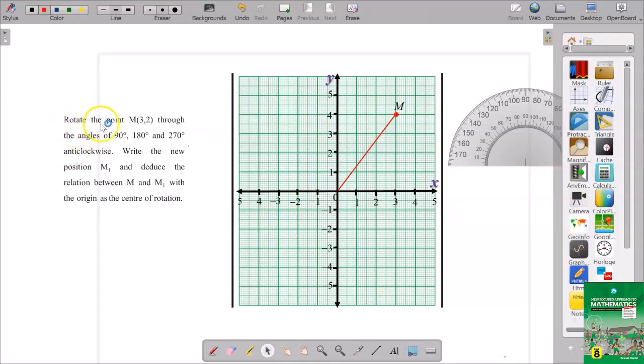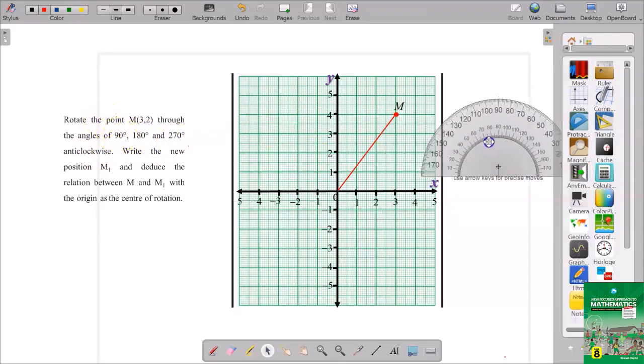The question goes like this: rotate the point M, look at where the point M is, through the angle 90 degrees. We'll do 90, 180, and 270. Then we look at the relations. And so with the 90 degrees, first of all, let's have our point.